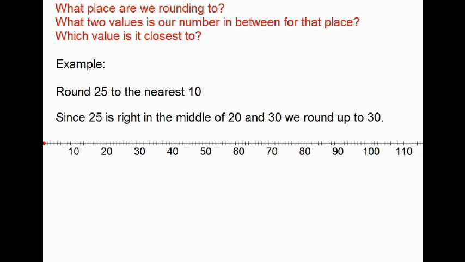So again, 25 is right in the middle, right between 20 and 30, and so mathematicians just decided if you have a value that's right in the middle, you just always round up to the next value for that place. So 25 is in between 20 and 30. It's not closer to either, it's right in the middle. So when it's right in the middle, we round up to the next 10, and going up to the next 10 would be 30.